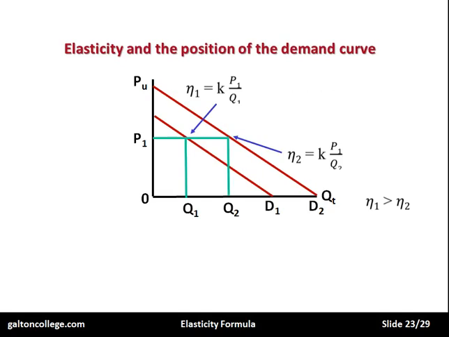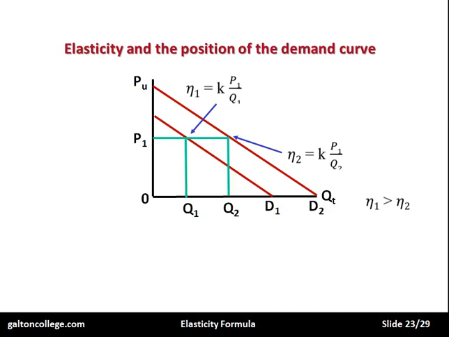It's also the case that the position of the curve influences the elasticity of demand. If you look at this diagram, we've got two demand curves, D1 and D2, two red curves. We've kept the gradients the same. Now if we take the price of P1, we've got a quantity of Q1 and a quantity of Q2. Well, look at the elasticity for Q1.